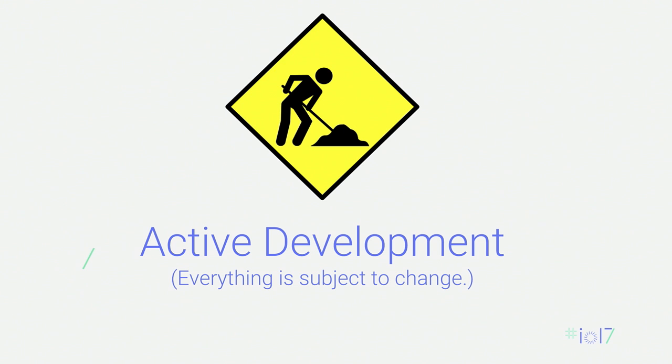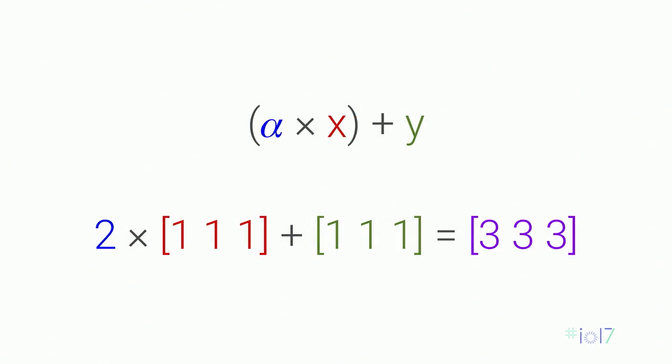Now, before I show you, I want to say an important caveat. As we bring TPUs to Google Cloud, there's a lot of moving pieces, and so some of those pieces are still under active development, so things may change. That said, let's get started. The simplest model that I think I can show you is alpha times x plus y. So alpha is the constant 2. X is a vector, or we call a tensor, of 3 ones. Y is also 3 ones, and we hope to, at the end of this computation, get 3 3s.